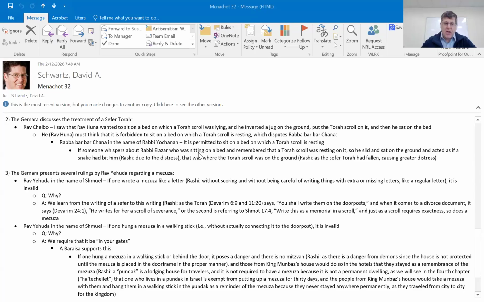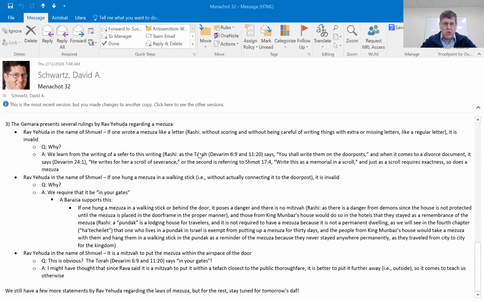Okay, so now we get a few rules. We're going to do three different rules regarding a mezuzah, and then we won't have finished all the rules. This is a series of five or six statements, maybe even seven statements of Rabbi Yehuda in the name of Shmuel. Let's take a look, and we'll see the first three. So Amar Rabbi Yehuda, Amar Shmuel, Ksava Igeres.